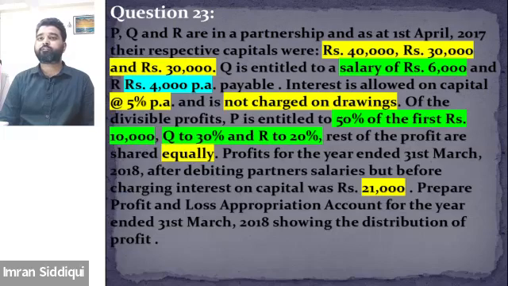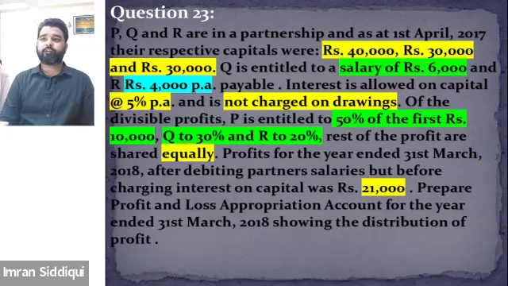Okay, so interest will not be charged on drawings. Only interest will be paid on capital. Of the divisible profit, P is entitled to 50% of the first rupees 10,000, Q to 30% and R to 20%. Rest of the profit are shared equally. Now this point is very, very important, and I'll explain how we will be treating this particular statement.